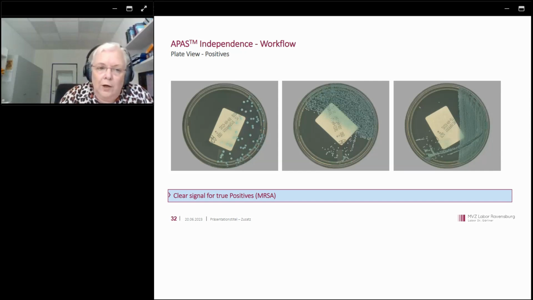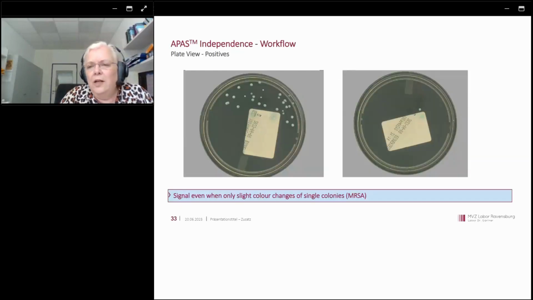The APAS is very, very careful. Even if only one single colony, or only slight changes of the colony at the margin happen, it will find it and send it to the positive stack. So you can be very convinced that you will not miss true positives.